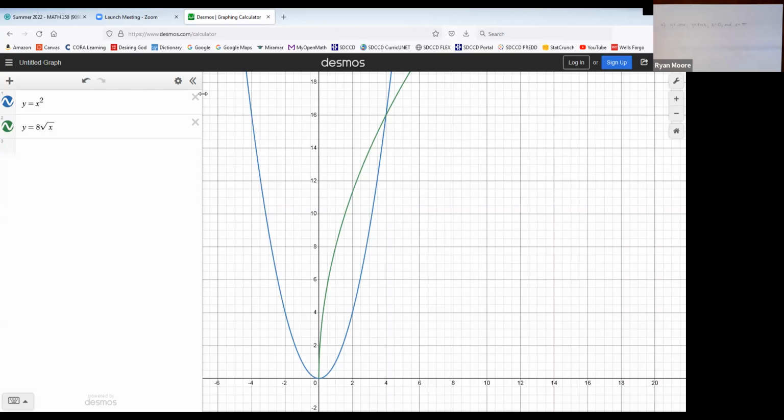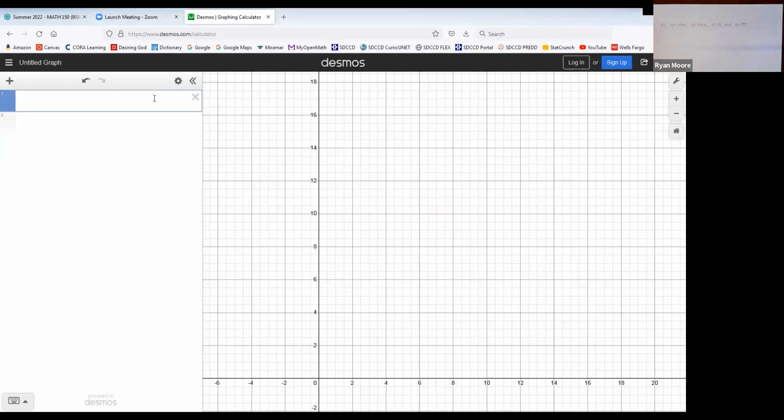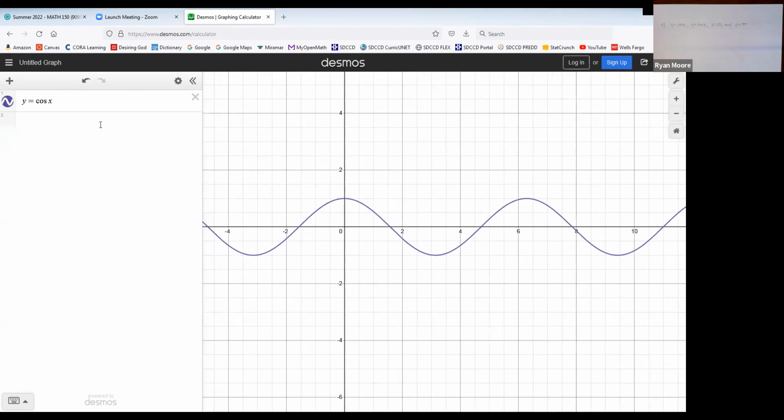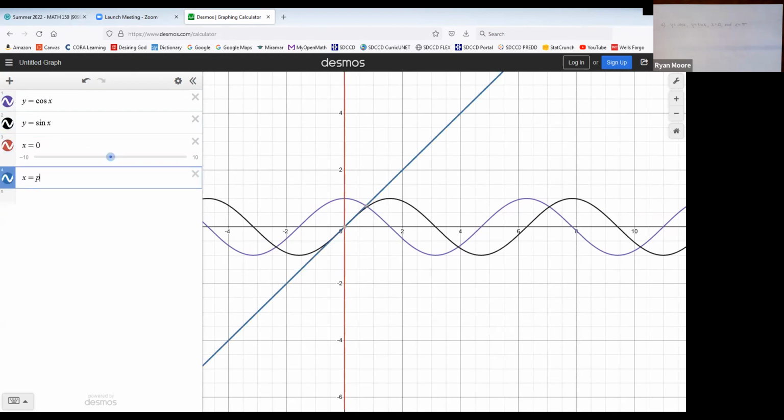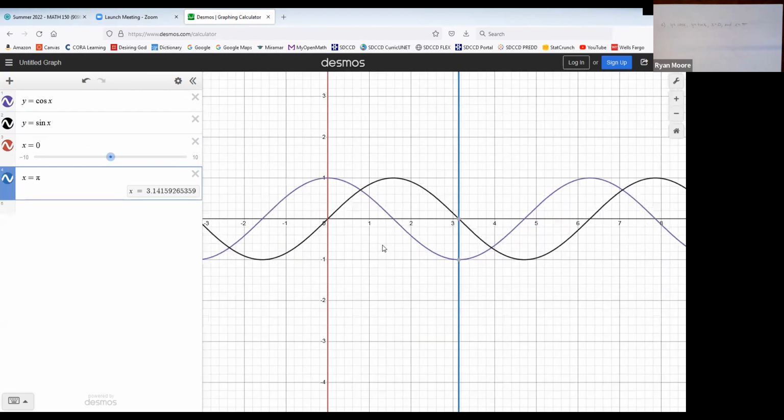Let's check out the graphs. Y equals cosine x. Okay. Y equals sine x. X equals 0, right? And x equals pi. Interesting.